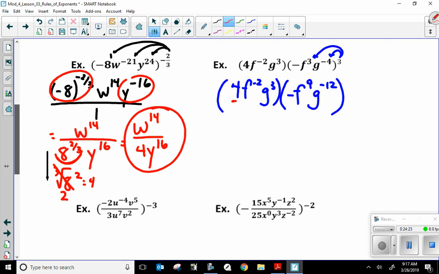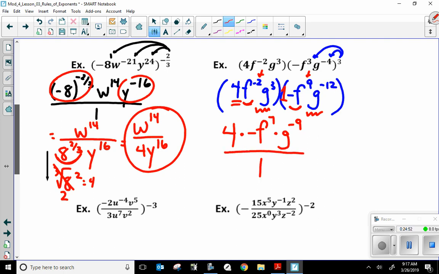My 4 gets multiplied times my imaginary 1 here. Well, it's a real 1. We just don't write it. 4. Okay, times positive f and negative f. Positive times negative is negative. f, and I add my exponents. Negative 2 and 9 give me positive 7. Last but not least, g times g. I add the exponents, 3 and negative 12, negative 9. Don't forget, it's all over 1.